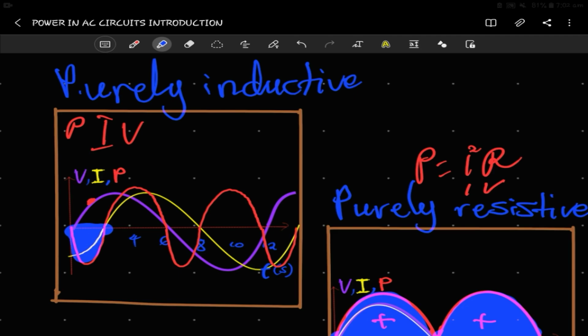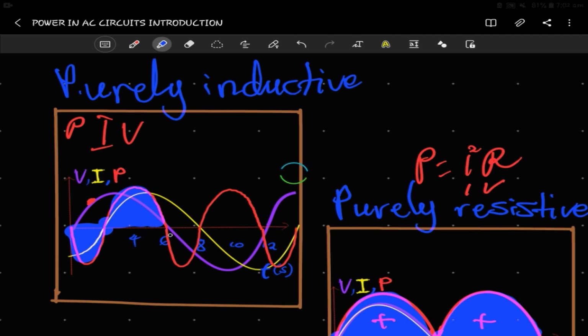Here we have the voltage positive and the current positive, so as a result the power is positive on this side. The waveform just helps us to understand and see what's happening. Here too, the current is positive and the voltage negative, so we end up having negative power.